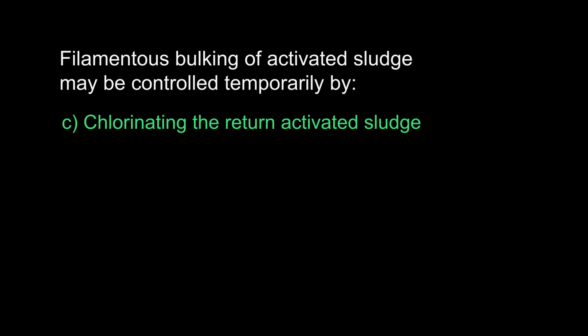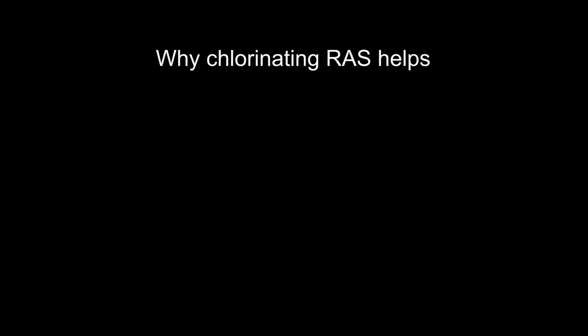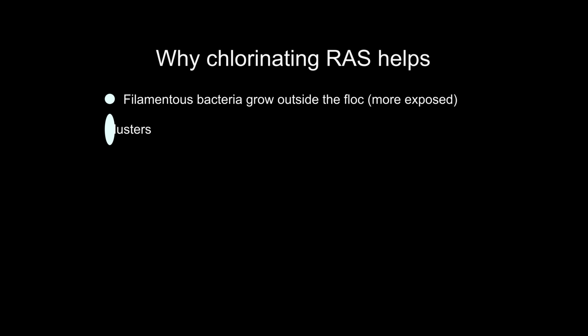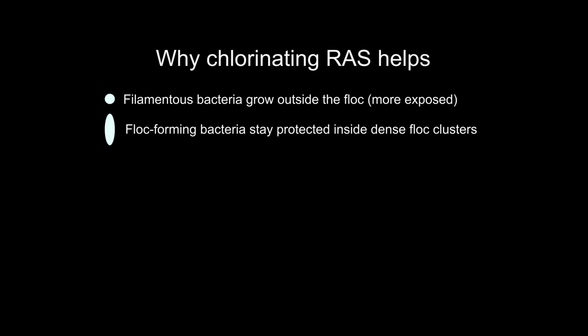The answer is C. Chlorinating the return activated sludge. Let's talk about one of the most common headaches we face in wastewater treatment: filamentous blooms. When your SVI is rising and your sludge isn't settling, sometimes you need an emergency brake. That's where chlorinating the return activated sludge comes in.